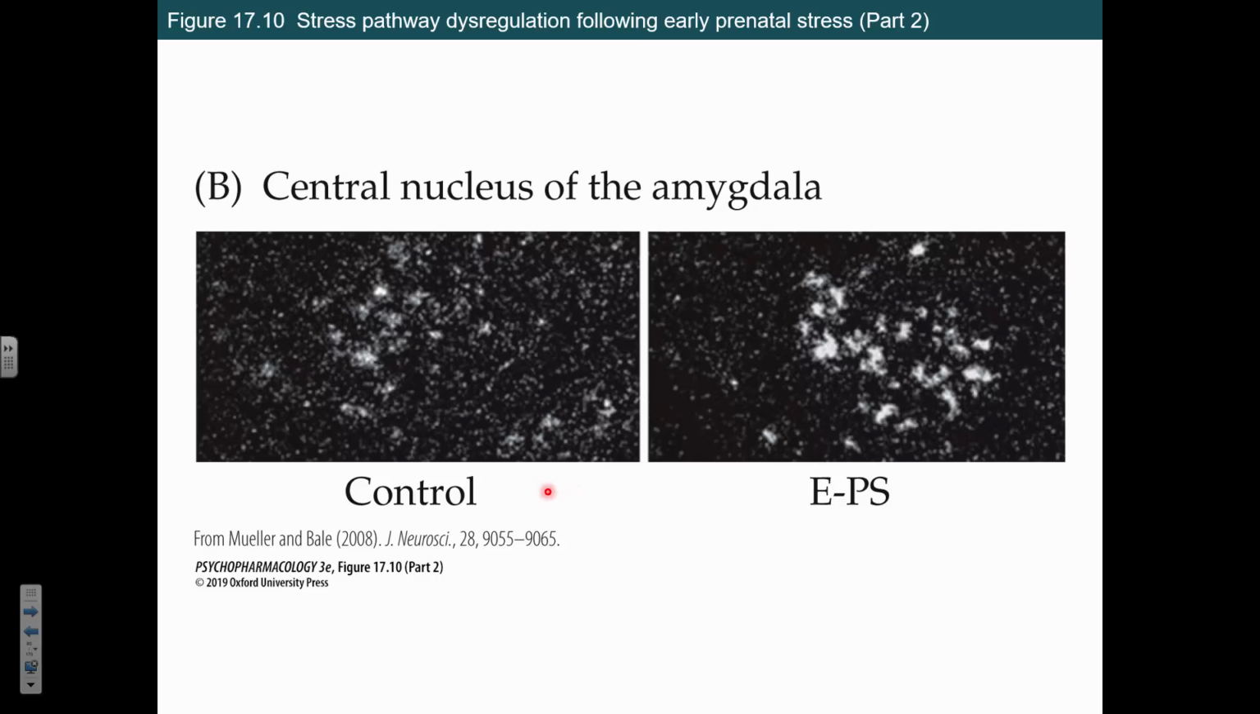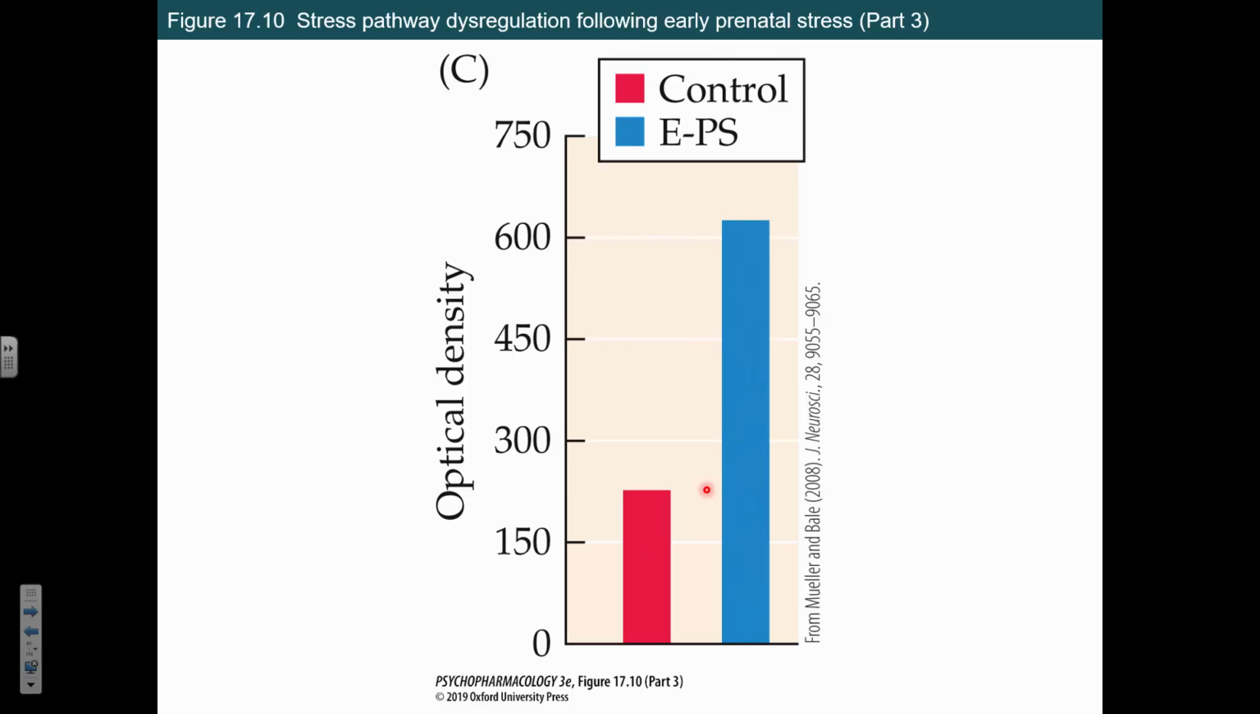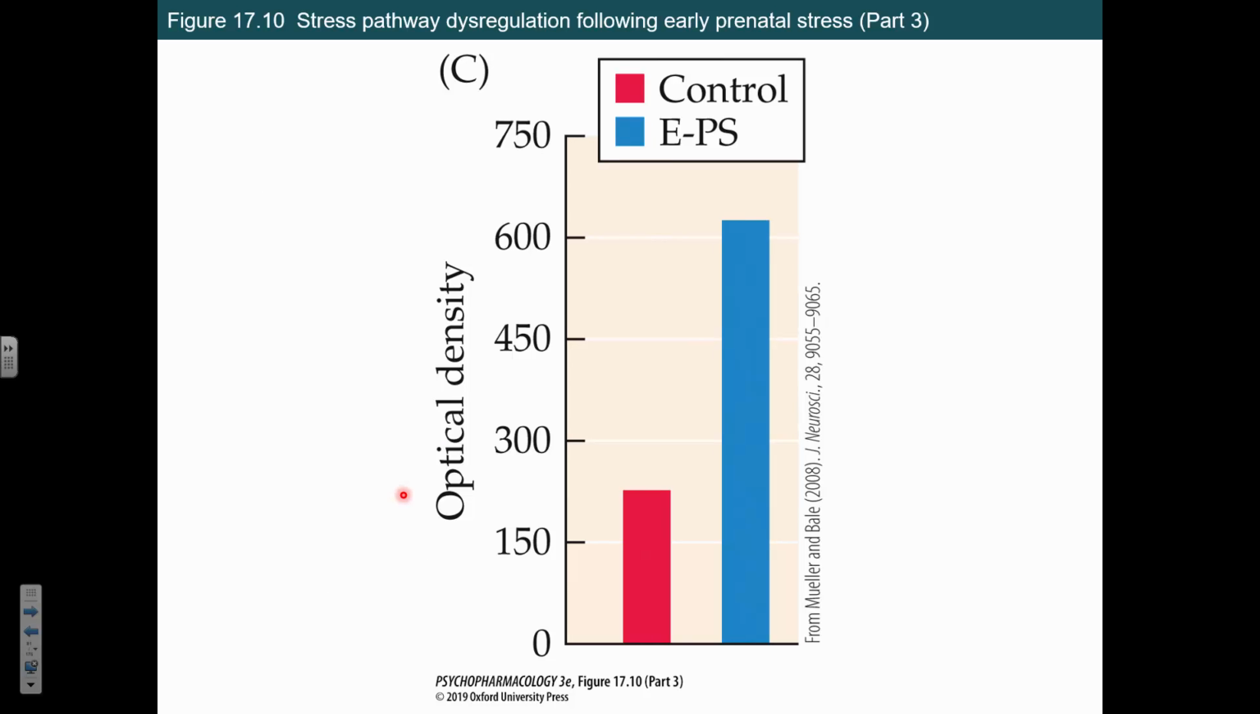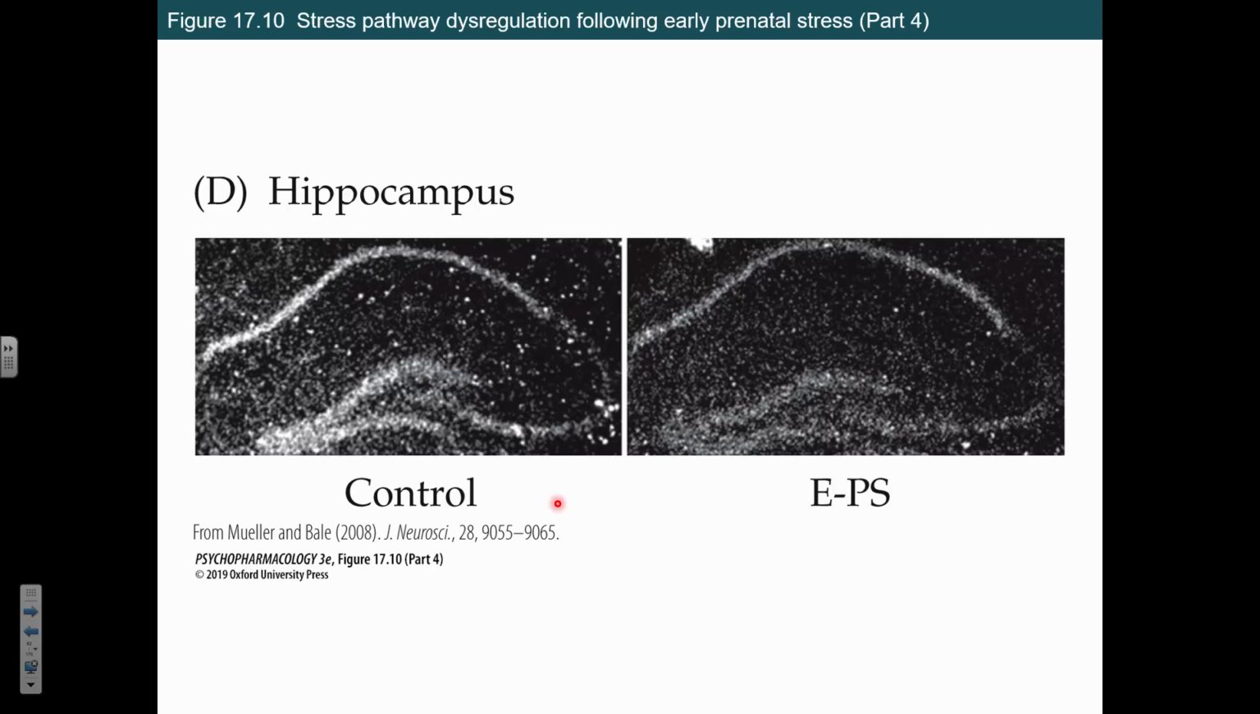This is actually kind of interesting. We're looking at the amygdala here. This one's not that interesting, but if you look at the density of cells compared to an early prenatal stress situation and a control, things change. Here's the hippocampus. Look how much healthier the hippocampus is in a control versus the early prenatal stress. There are far fewer cells present there, which is a problem if you want functioning learning and memory, right?